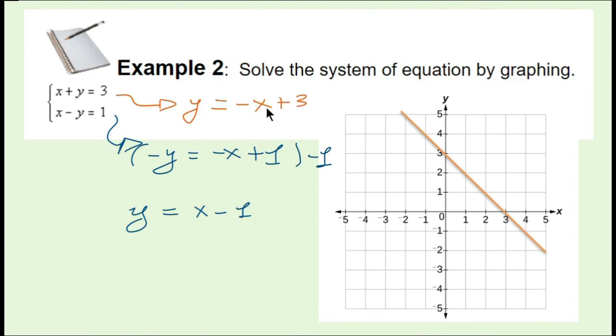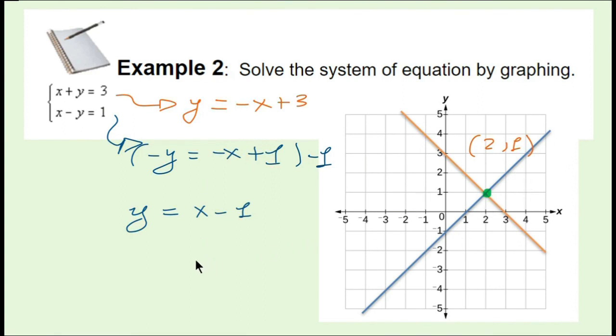So you see, here you have a negative slope, here you have a positive slope. They must cross each other somewhere, and so y-intercept is 1, slope is 1, so we go 1 to the right, 1 up, and we connect the lines. And here you go. Now you can clearly see the point of intersection. That point is 2, 1, right? So we can clearly see where these two lines cross each other.